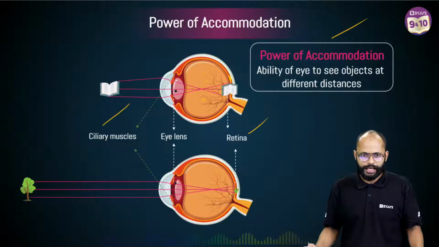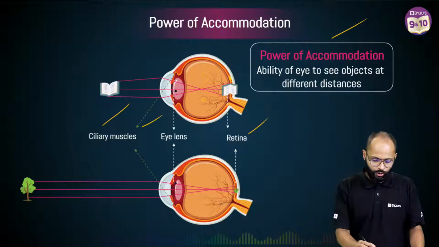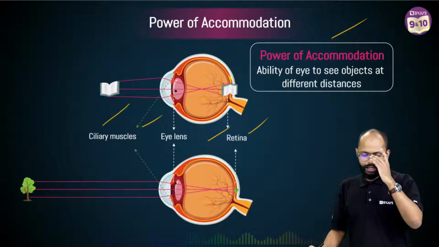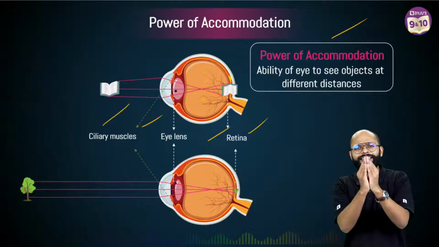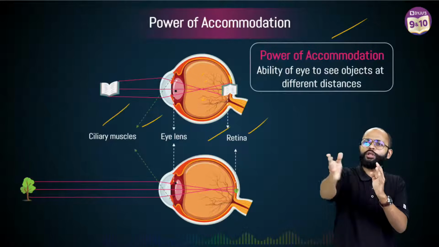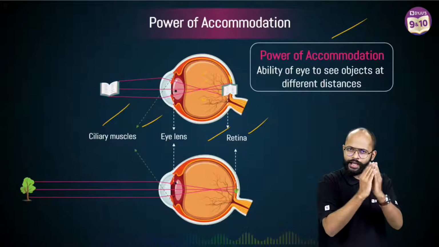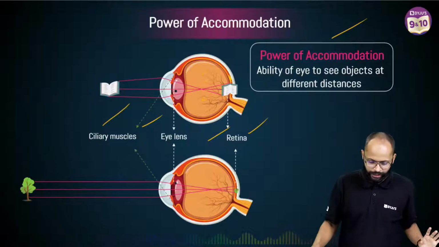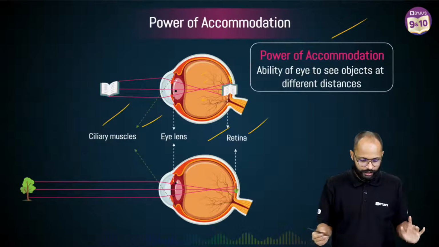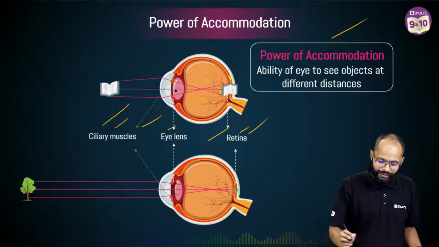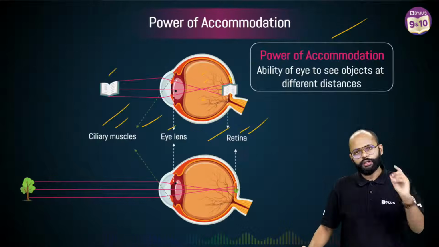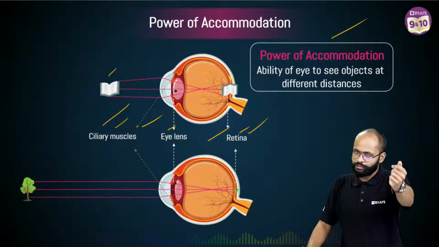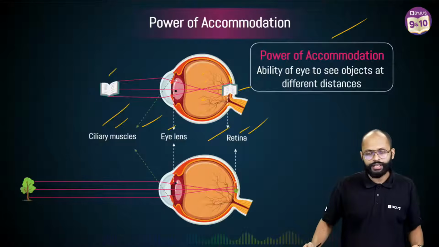Okay, pay attention. What is power of accommodation? The eye lens can be thick or thin based on what you want to see. If the object is far, it becomes thin. If it is near, it becomes thick. That's all. This is called power of accommodation. There are ciliary muscles, eye lens and retina. If a body is closer, the eye lens needs to be thick.